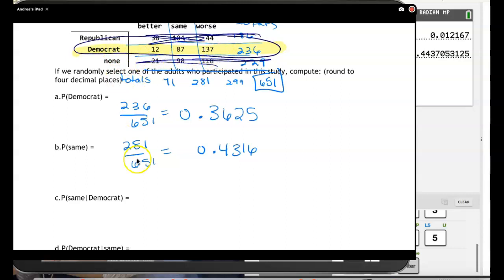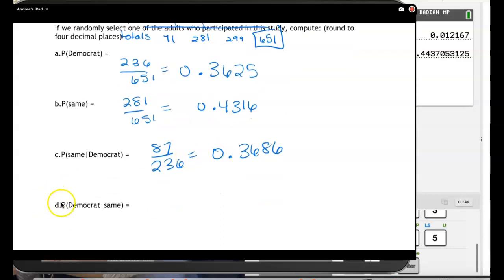So of those Democrats, what's the probability that they thought the economy was the same? So there was 87 that thought it was the same, right? And then our denominator is the row total of the Democrats, or 236. Does that make sense? I know some of you are struggling a little bit with that one. So 87 divided by 236, we get 0.3686.